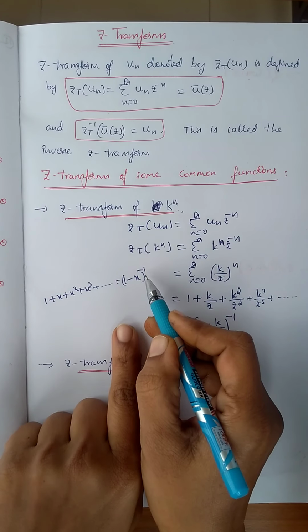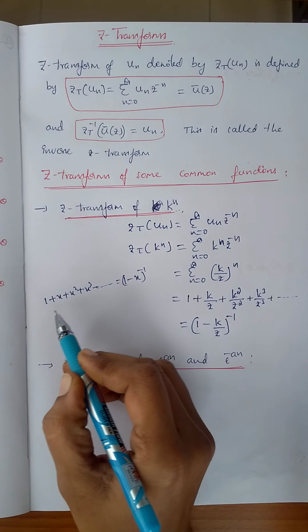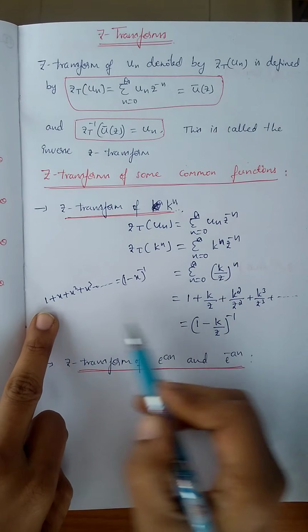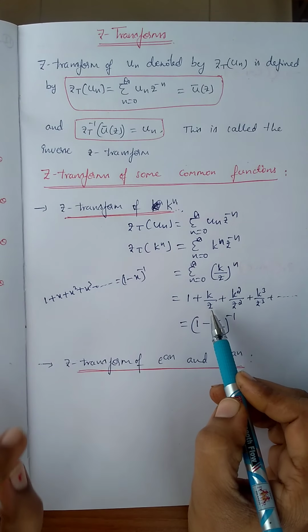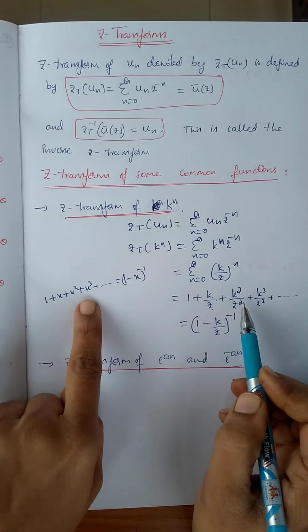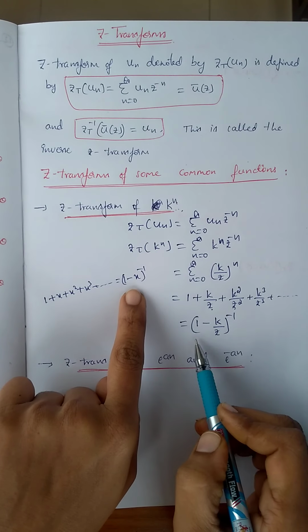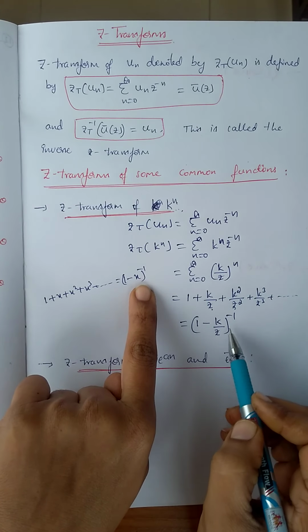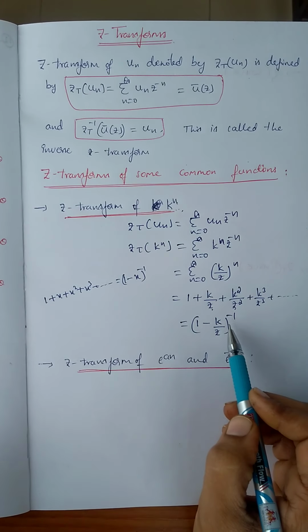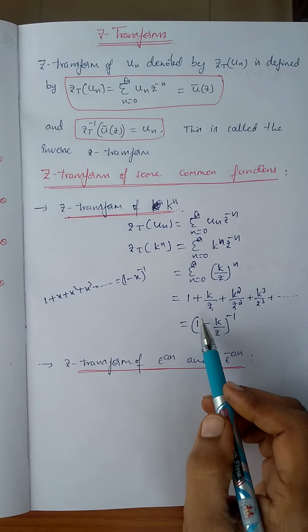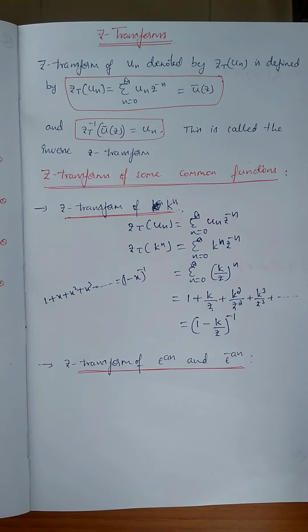This series can be represented by (1 minus x) to the power of minus 1. The series is equal to 1 plus x plus x square plus x cube. So using this formula, in place of x we have the k by z term. Here x is k by z, and x square is k square by z square. Using this expansion, we get (1 minus x), where x is k by z, to the power of minus 1. Just simplify this and we will get the answer.